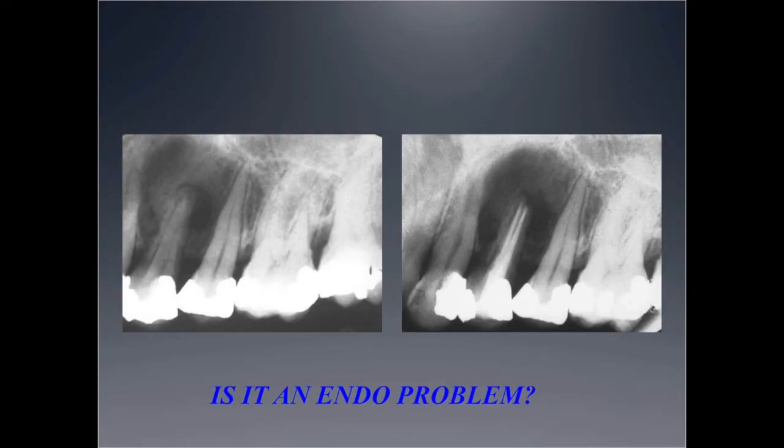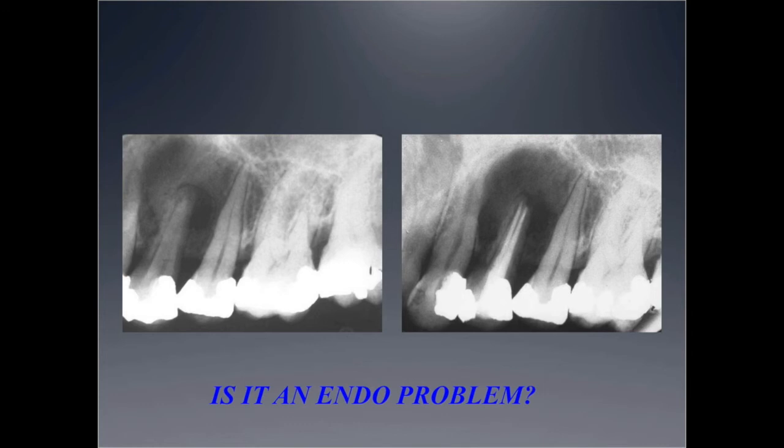That's true. And so I want people to look at these two radiographs and tell me if it's an endo problem. So we have before and after. You can see the radiolucency before, and you can see that the treatment is pretty adequate, wouldn't you say? Yeah, of course. The endo treatment has been performed adequately. Yet the lesion has increased, the lucency has increased, it has expanded.